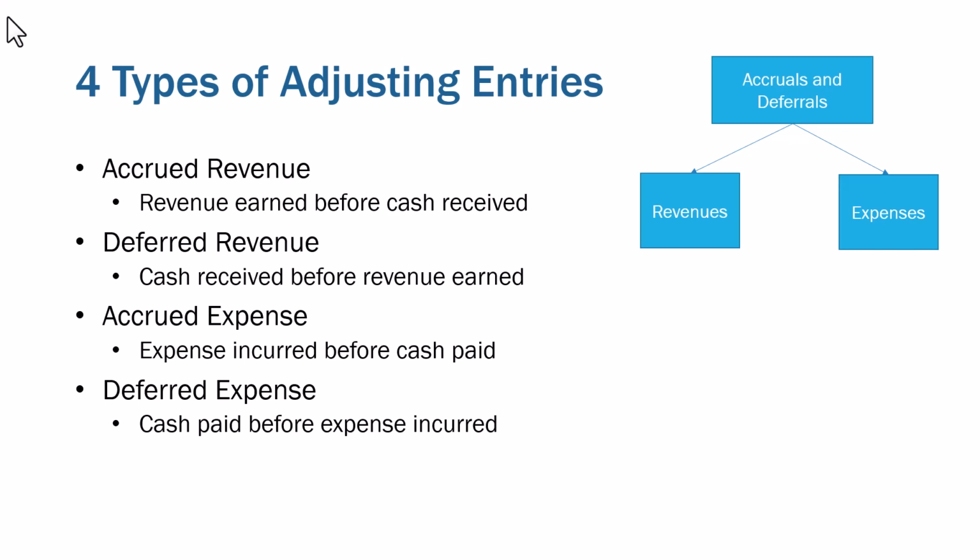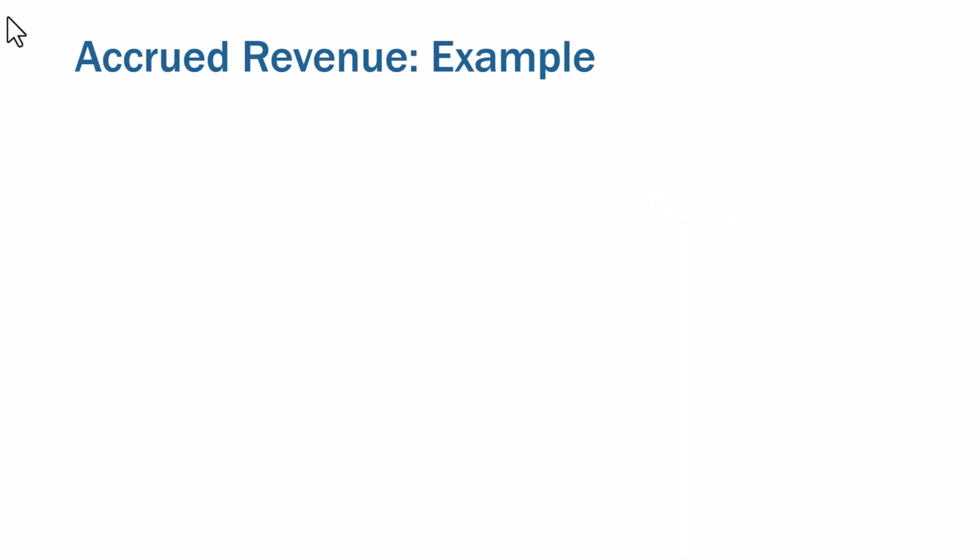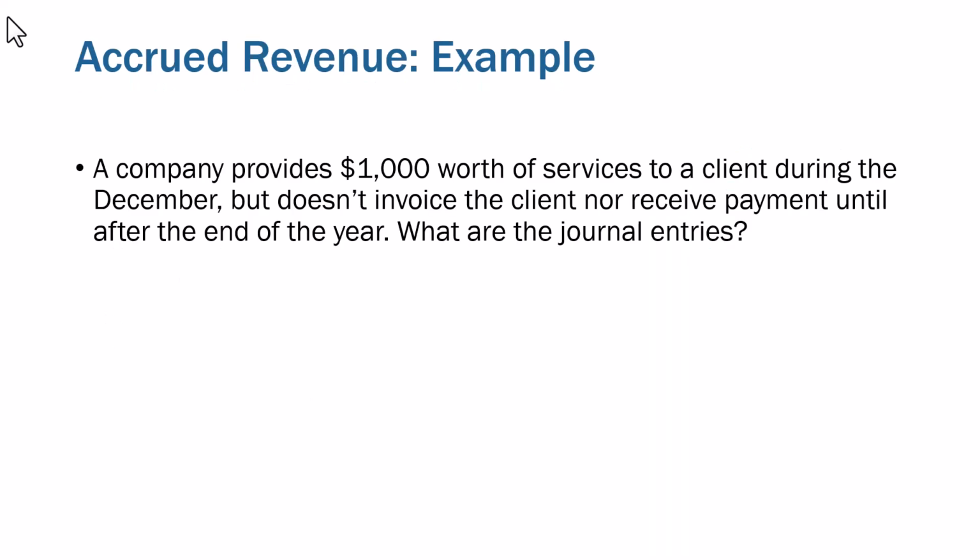So we're going to dive into examples within each of these, and we're going to build off of that unadjusted trial balance that we looked at just a couple minutes ago. So let's say this same company, and we'll be looking at a December year end here, provides $1,000 worth of services to a client during December. It doesn't invoice the client to receive payment until after the end of the year, maybe January. What are the journal entries?